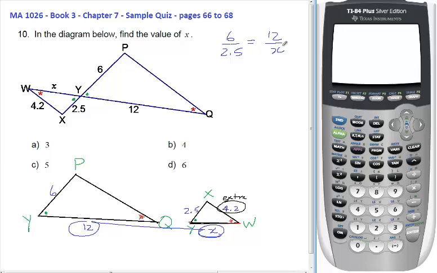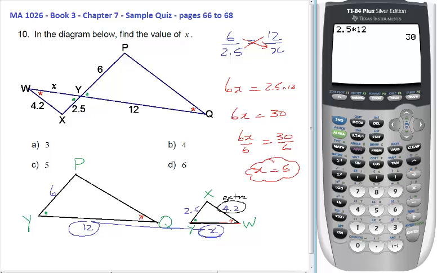Now cross multiply and solve. You all know how to solve a proportion. 6 times x is 6x, and 2.5 times 12, we can use your calculator if you're not sure. 2.5 times 12 is 30, and then of course divide each side by 6, giving you an answer of x equals 5. So it looks like x equals 5 is our answer. Yeah, there it is right there, C. So the answer to number 10 is C.